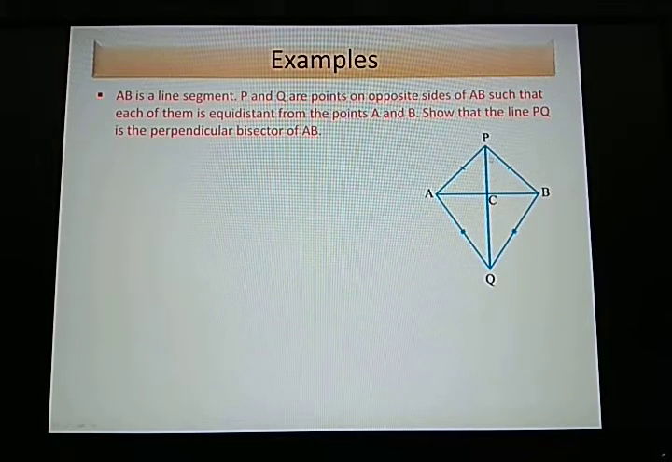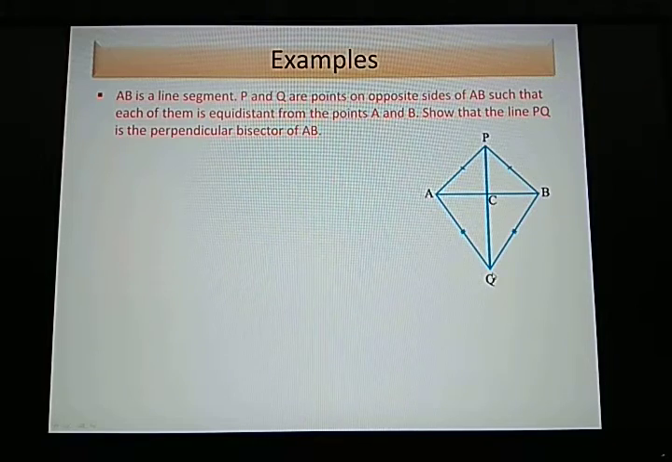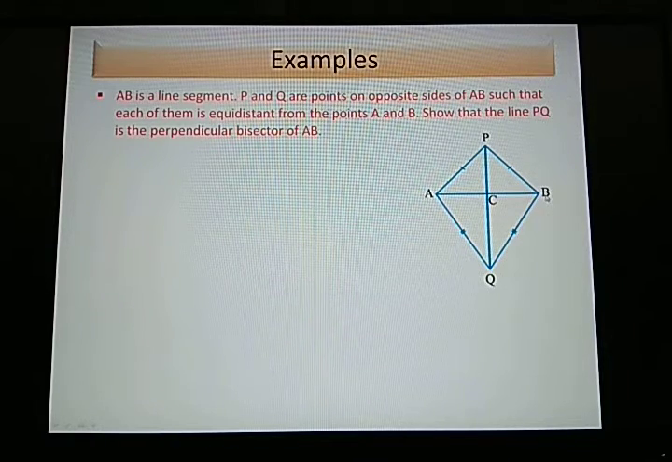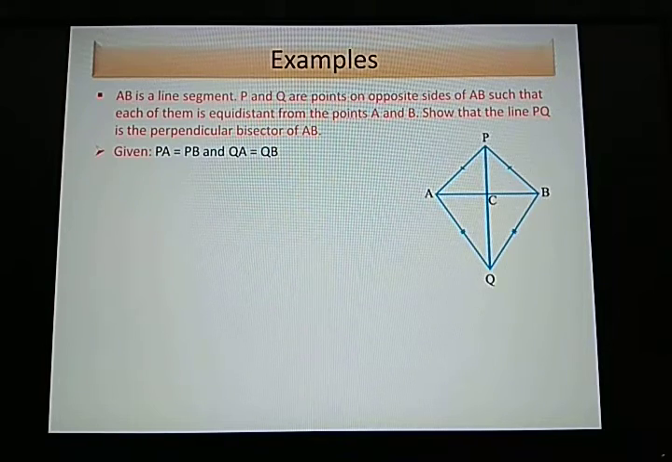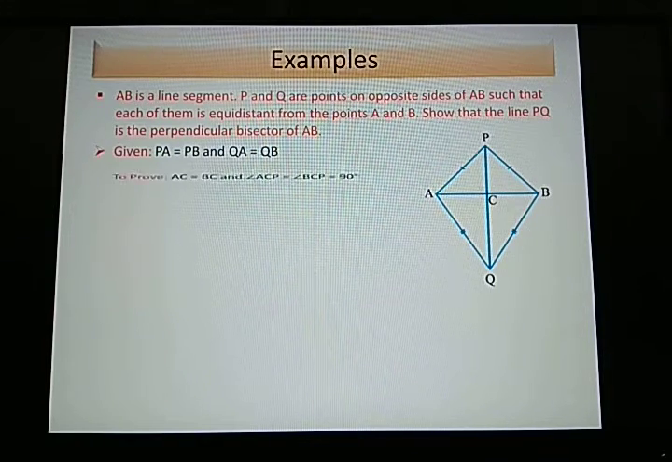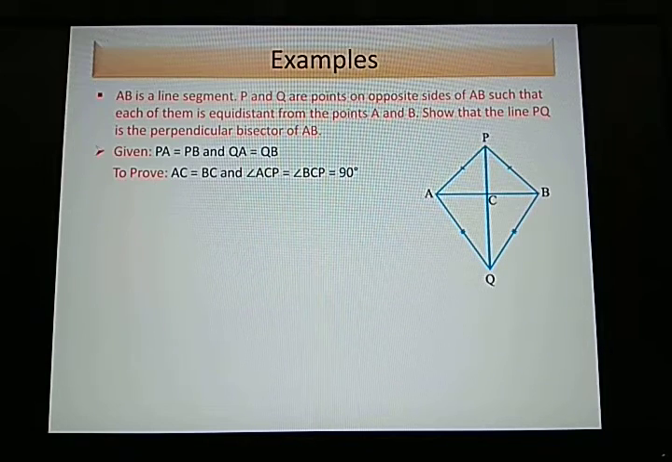Okay, this is not given to us, we have to show this. PQ is the perpendicular bisector, we have to show this thing. So that means we have to show that AC is equal to BC and angle PCA is equal to angle PCB. This is what we need to show. Already I have discussed that given PA equals PB, QA equals QB, to prove AC equals BC and angle ACP equals angle BCP, and that will be equal to 90 degrees. This is what we need to prove.